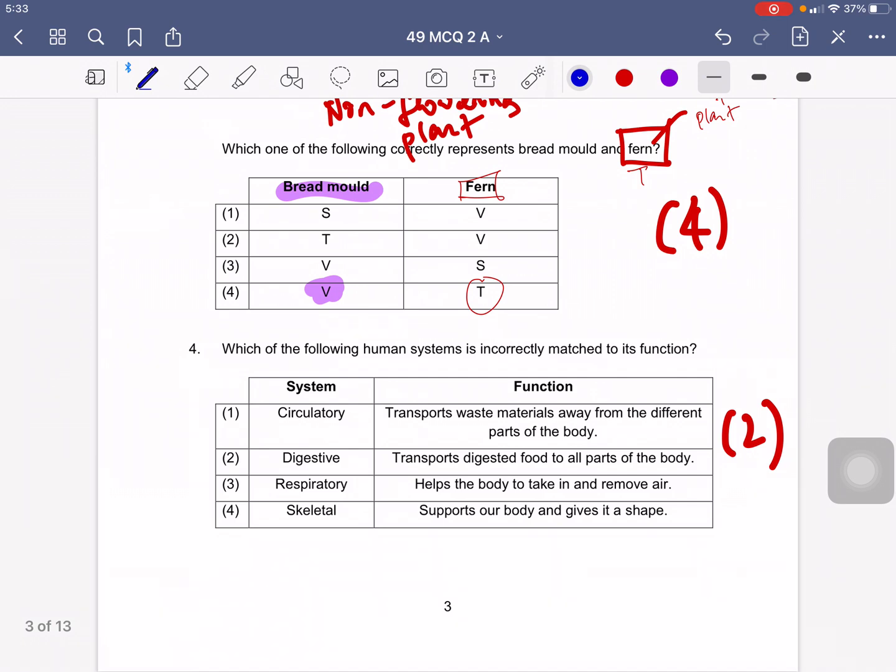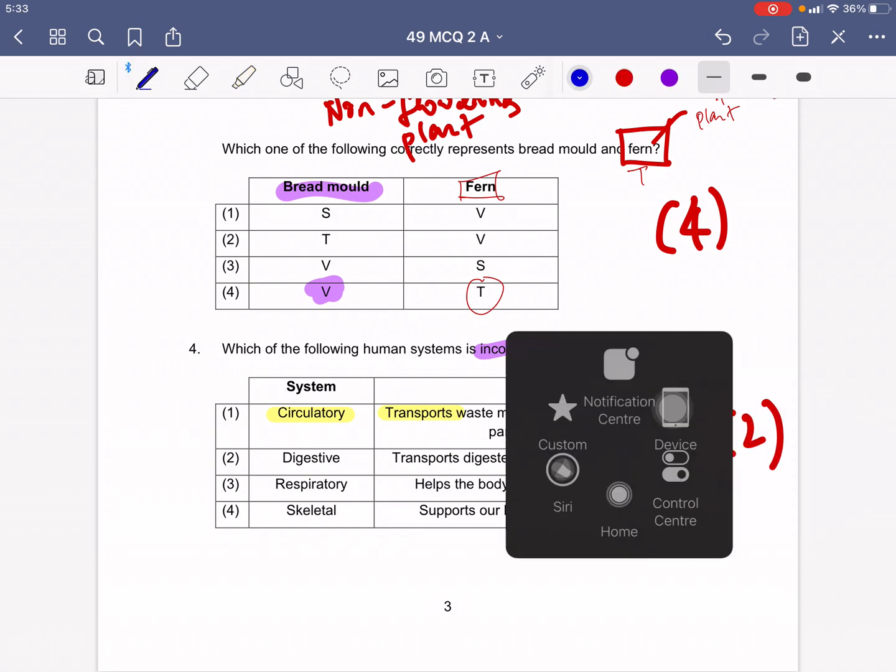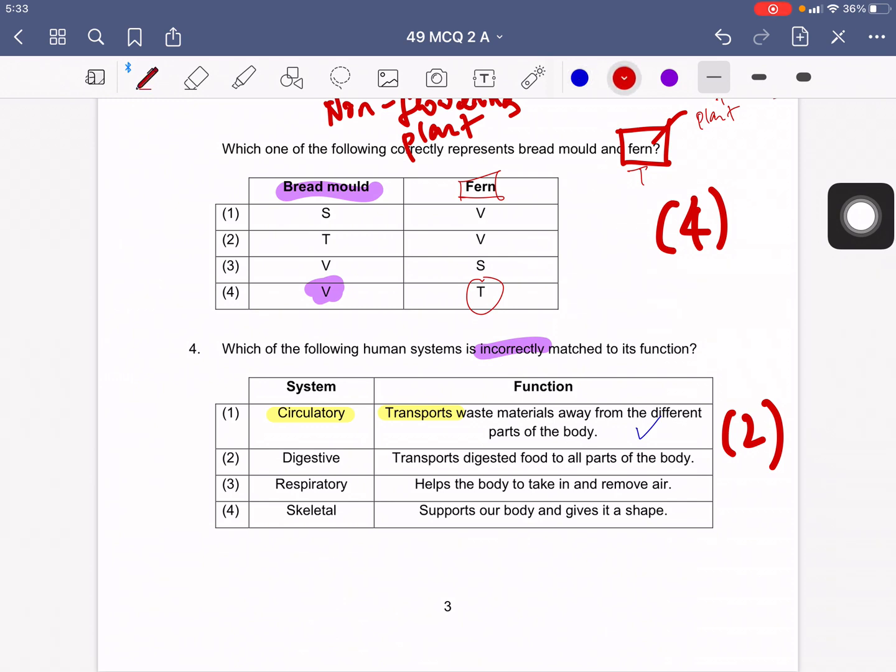Now, which of the following human systems is incorrectly matched to its function? Incorrectly matched means it's not correct. The circulatory system transports waste material away from different parts of the body. This is correct. Digestive system transports. Once I see transport, it is not correct anymore, because transport is the function of the circulatory system. So the answer should be 2.